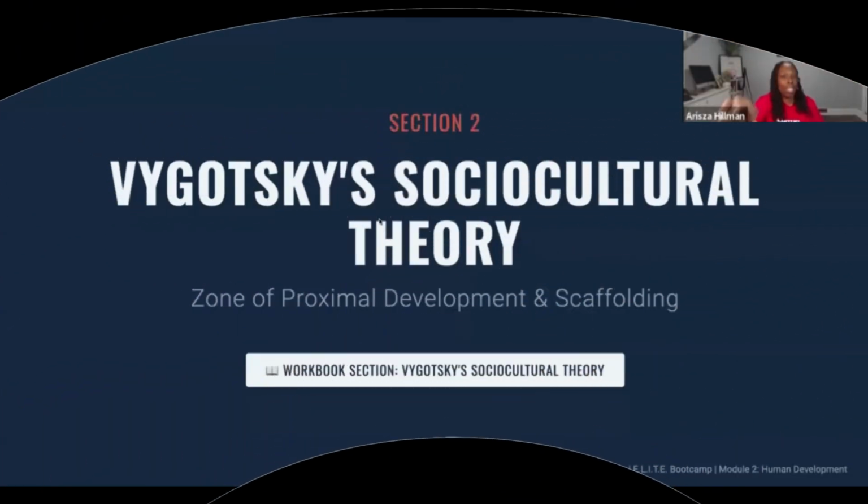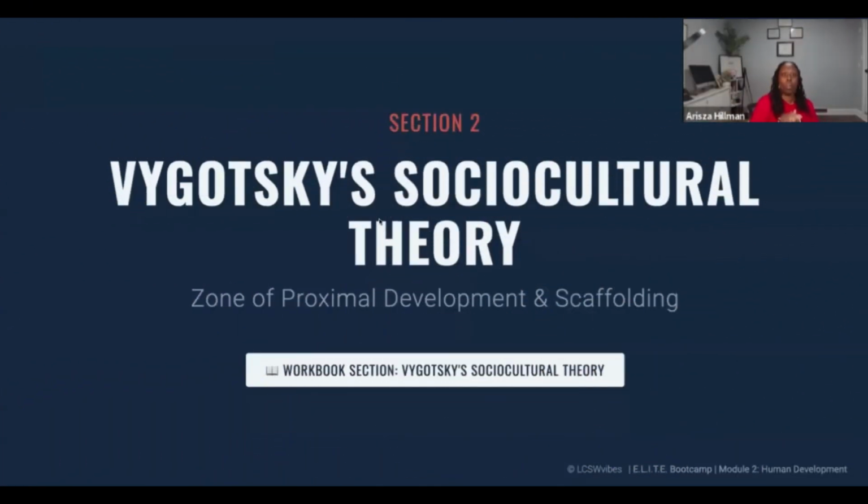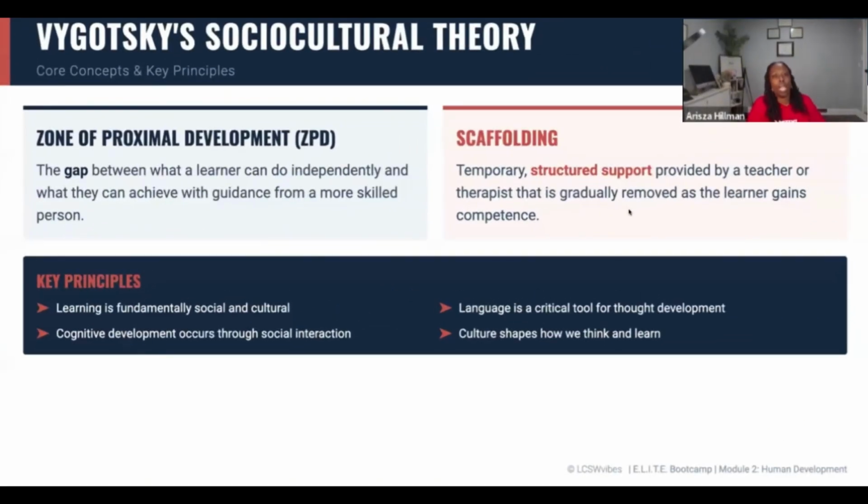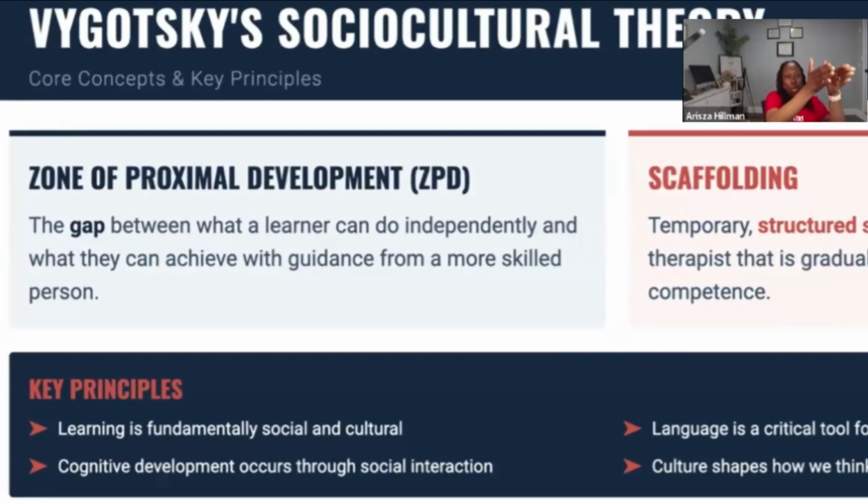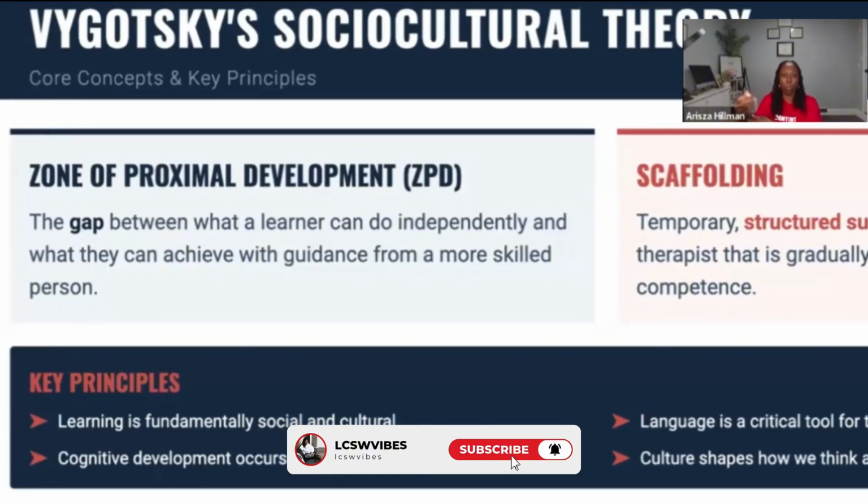Moving on, they're going to talk about Vygotsky. All right, so we're going to talk about him a little bit. The zone of proximal development and scaffolding. All right, so when we're going with Vygotsky's, we're going to talk about the zone of proximal development. This is a term you need to understand. That is a gap between where a learner can do something independently and what they can achieve with more skilled support and help from another individual.